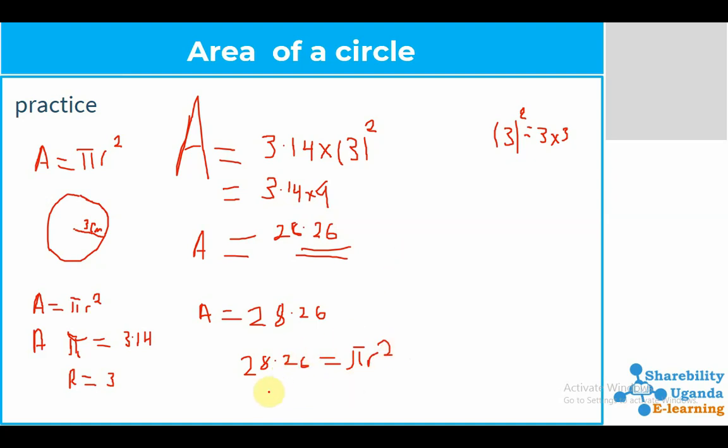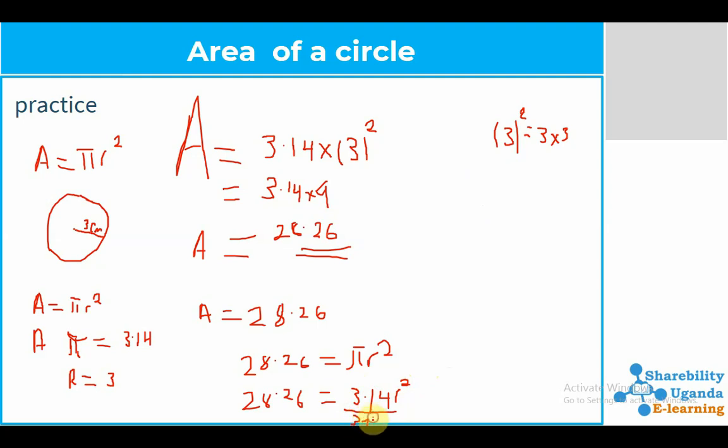We shall be able to say that our 28.26 shall be equal to our standard approximate number of pi, which is 3.14 r squared. So this means we shall be having our figure here. So we want our radius. So you shall just divide by 3.14.